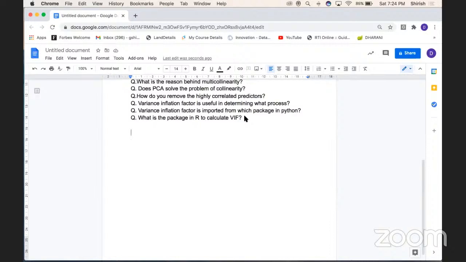Very good. But now what is this R square? We said that VIF is nothing but 1 by 1 minus R square. Now what is R square? Yes, it's the coefficient of determination. What does it do? What do you infer from that particular value given by your model?